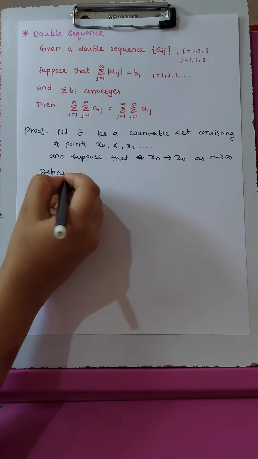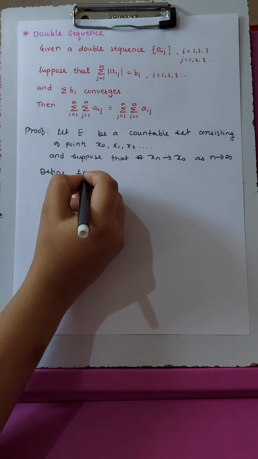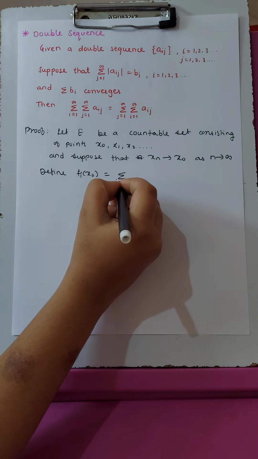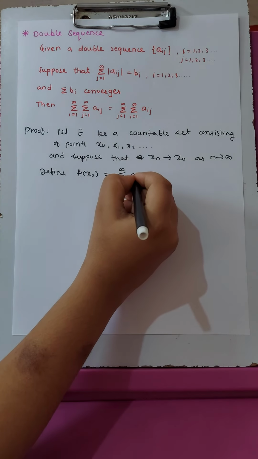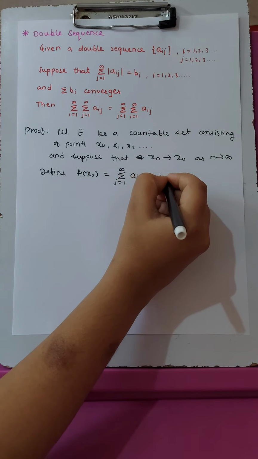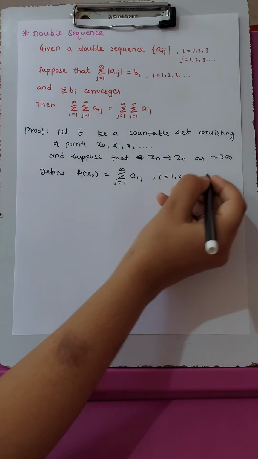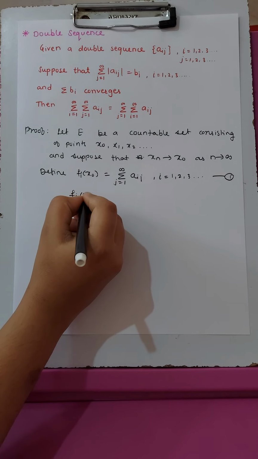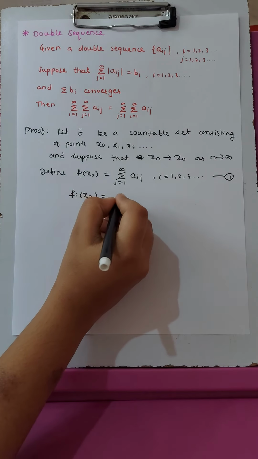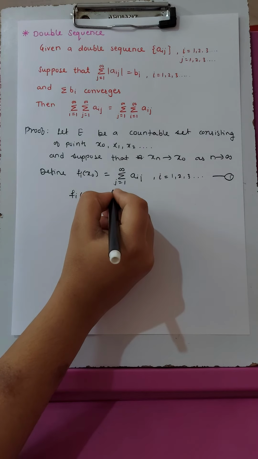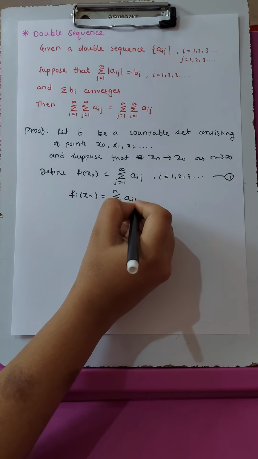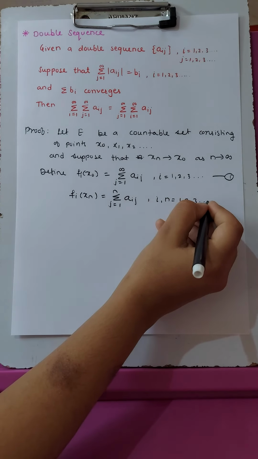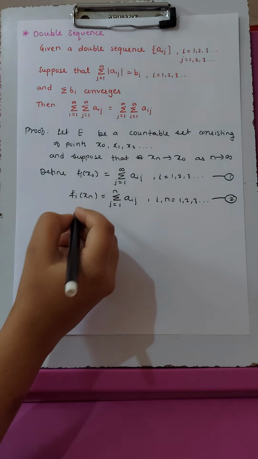Next we define fi of x0 equals to summation j from 1 to infinity aij, i from 1 to 3 up to so on. Let it be number first. Next, fi of xn equals to summation j from 1 to n aij. Here i and n both range from 1, 2, 3 up to so on. Let it be number second.